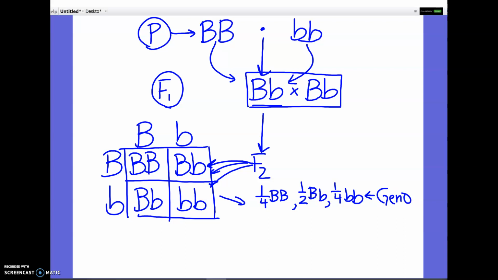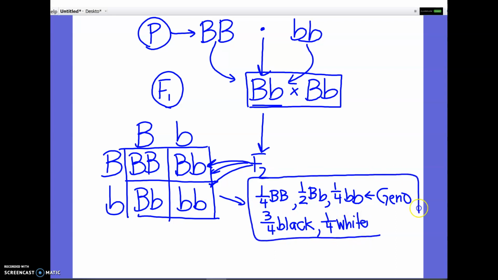Our phenotypic ratios is what are they going to look like? So remember, I told you black was dominant. That means that 3/4, any of them that have at least one copy of big B, are going to be black. So 75% are black, and the other 1/4 would be white. So that is how to do the 5 practice problems in the notes.